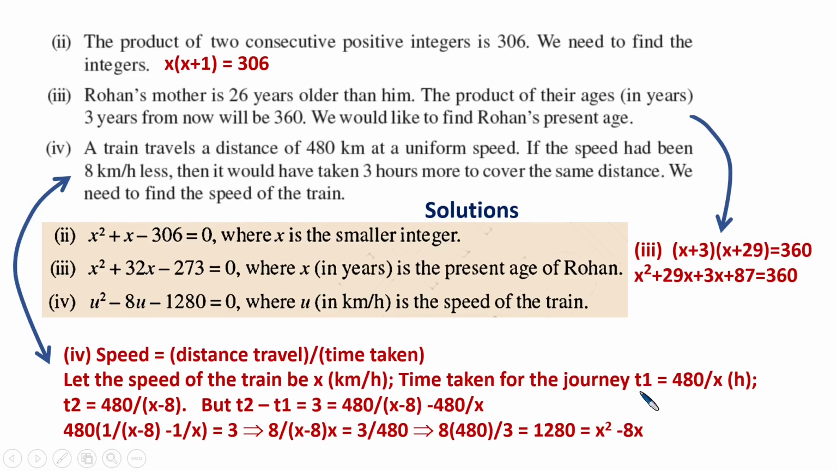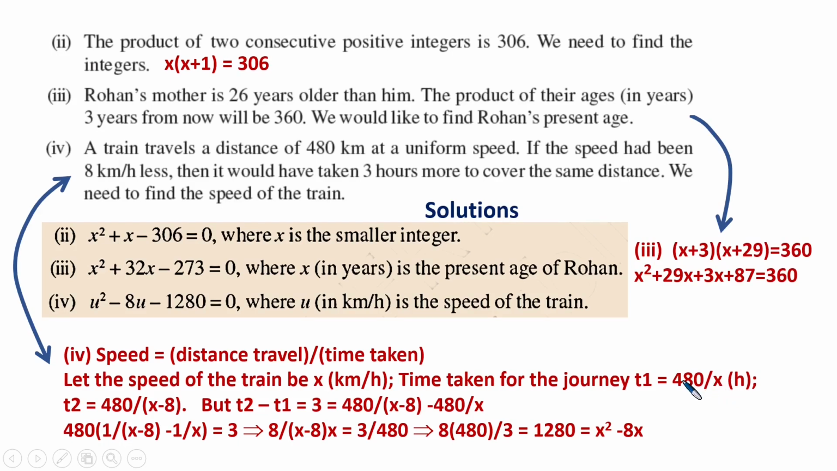Time taken for the journey is t1, that is 480 kilometers divided by the speed. Speed is taken as x kilometers per hour. So distance is in kilometers, and this is kilometers per hour, so this is a unit of time. Kilometer will get cancelled, so 1 by hour will become hour. This has all been taught in class 9, so kindly go through how to do such things using units. You have to take care of the units.